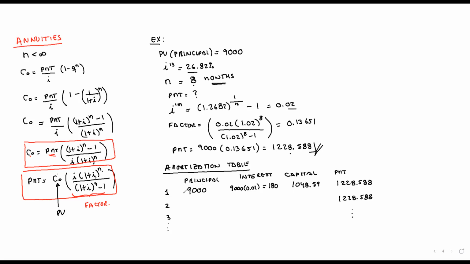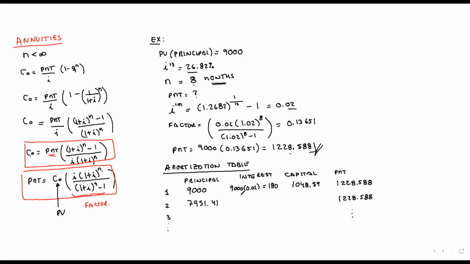So now for the second period, how much money do you owe to the bank? Well, I owe to the bank my principal minus my capital. So 9,000 minus 1,048, you obtain here 7,951.41. Okay? And then we repeat the process again.